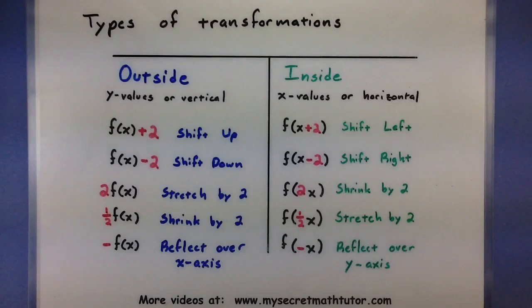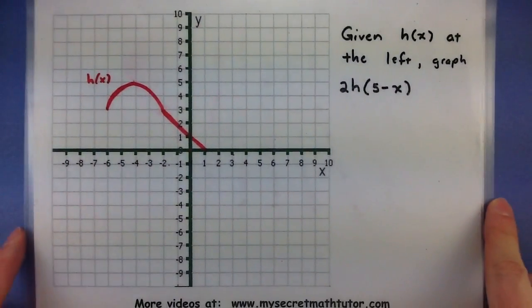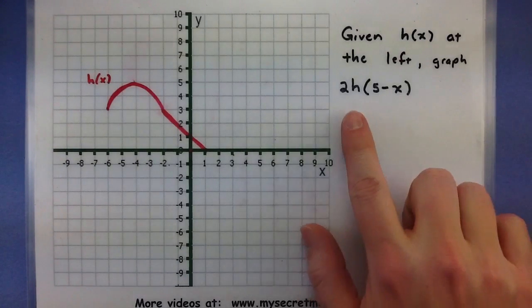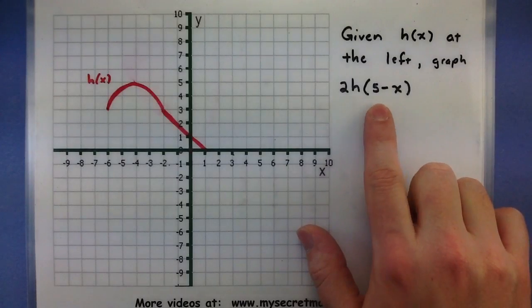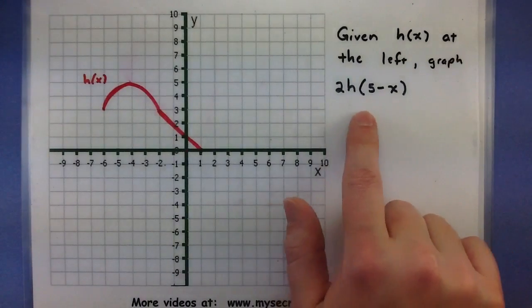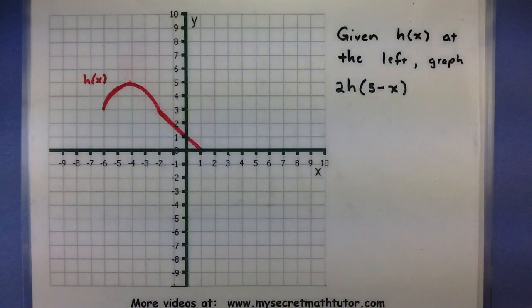Let's get to our examples and see how we can start applying these transformations. So in this first one, I have a graph of a given function, and I'm just going to call this h of x. We're going to use this as our parent function, and then see if we can graph 2 multiplied by h of 5 minus x. So this new function is taking our h function and applying those transformations.